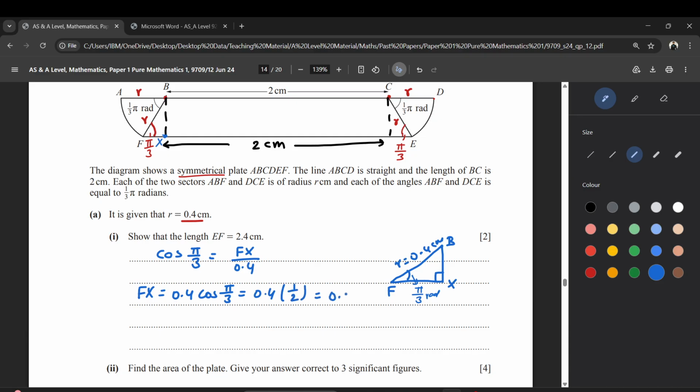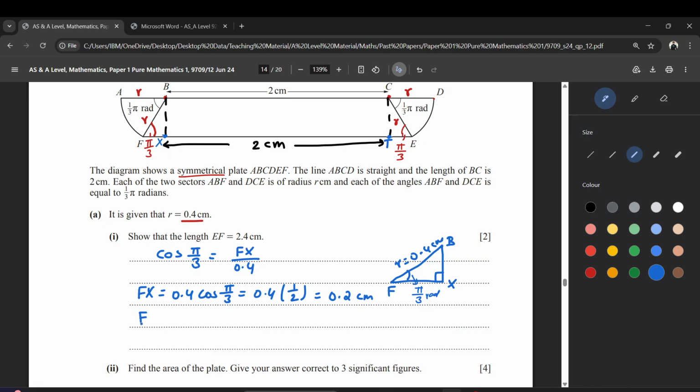So therefore this is 0.2 centimeters. FX is 0.2 centimeters, and similarly this over here, let's say that this is, maybe we can say T, for example. You can take any point. So let's say this TE is also going to be 0.2.